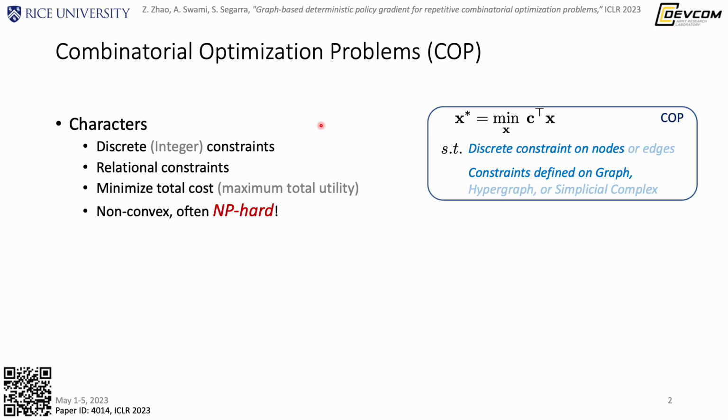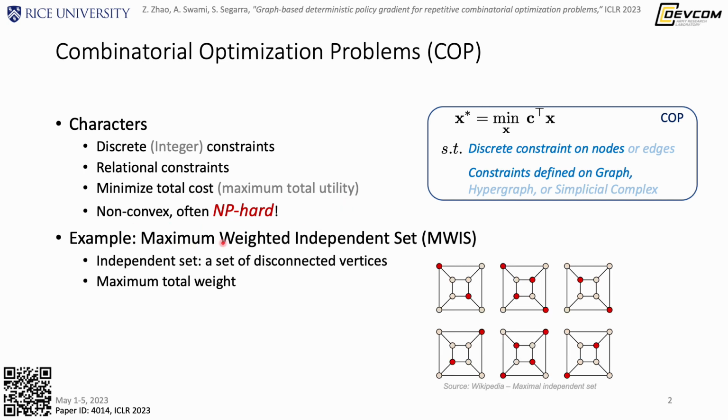In a combinatorial optimization problem, or COP, we have a bunch of discrete decision variables subject to relational constraints. The goal is to minimize the total cost. This type of problem is non-convex and often NP-hard. For example, with the maximum weighted independent set problem, we're going to find a set of disconnected vertices, such as the red nodes, that maximizes the total weight.